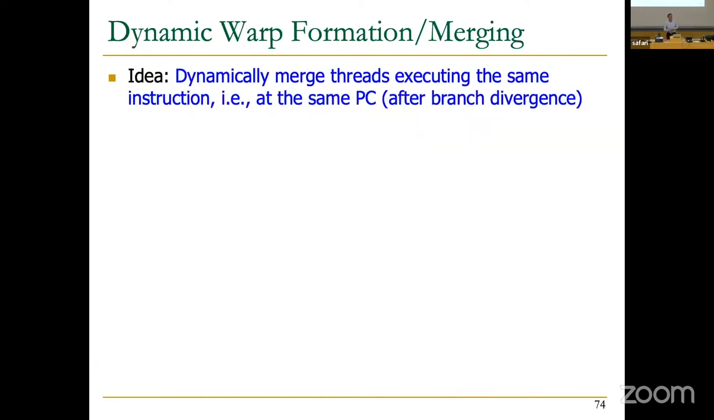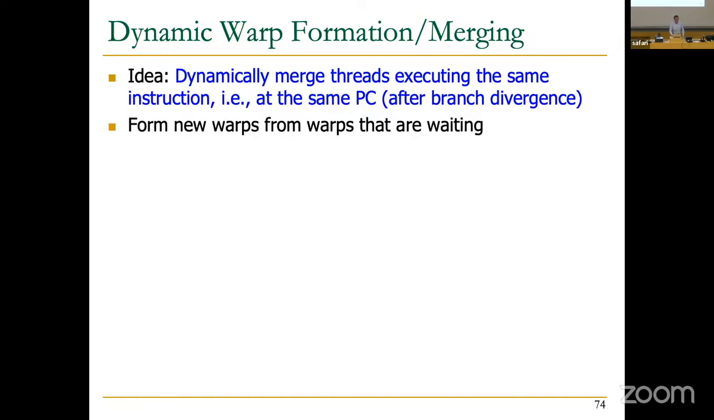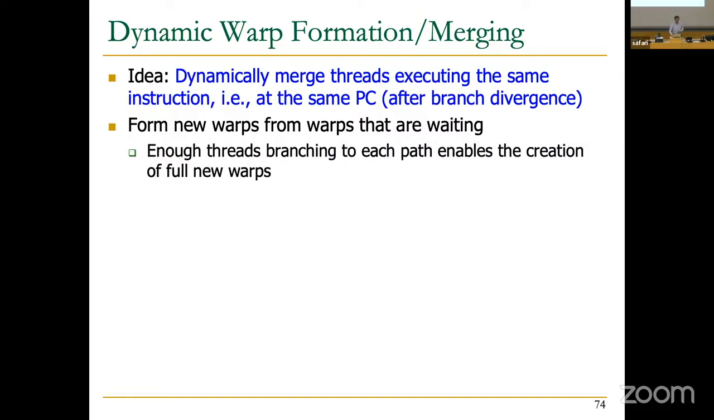So this is the idea of dynamic warp formation or merging. The idea is to dynamically merge threads executing the same instruction, in other words, at the same PC, for example, after branch divergence, but there could be other applications. Essentially, you form new warps from warps that are waiting. This is why you have a lot of warps that are waiting, and you can examine them. And enough threads branching to each path enables the creation of full new warps. Full new warps meaning a full warp is essentially a warp with 100% SIMD utilization. All of them are active.